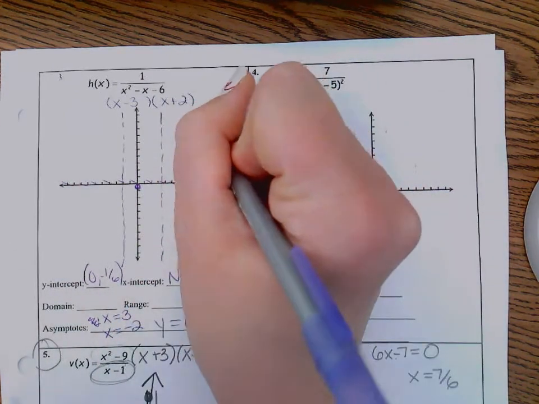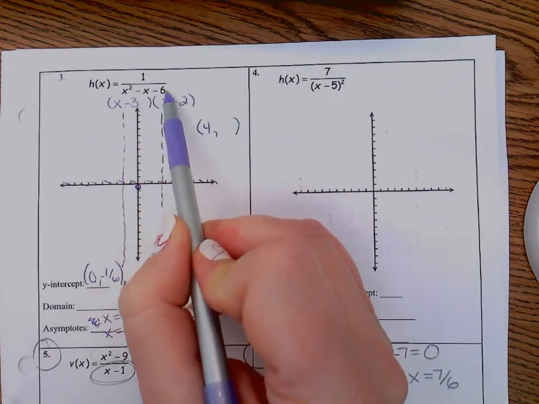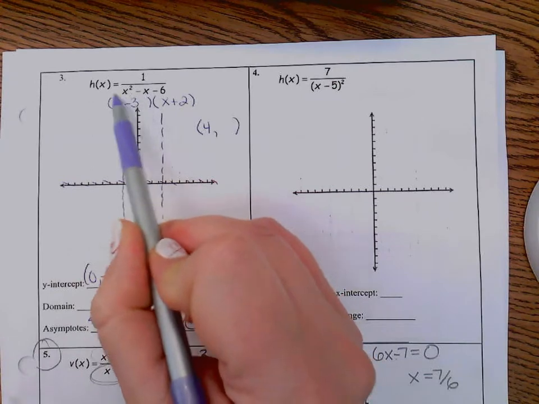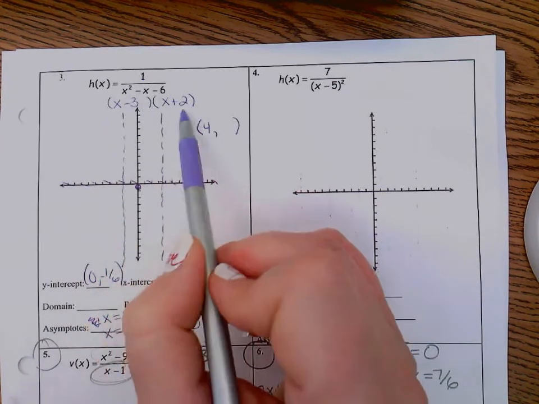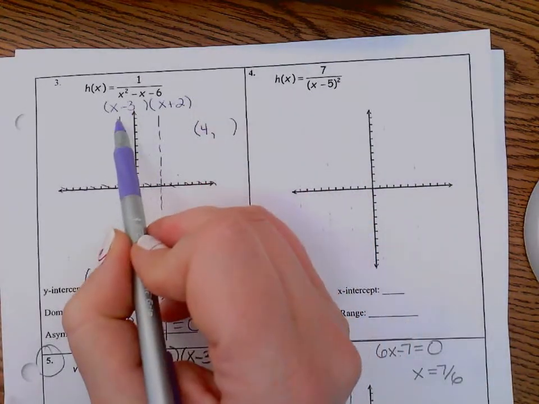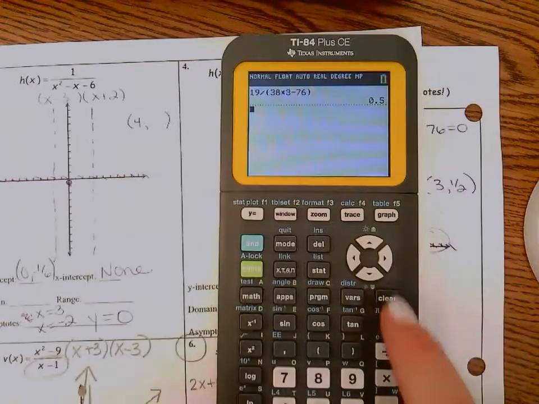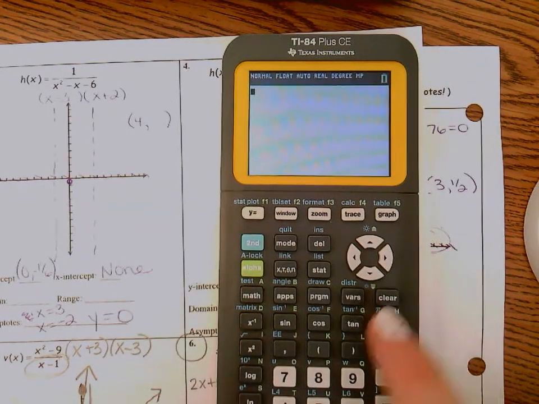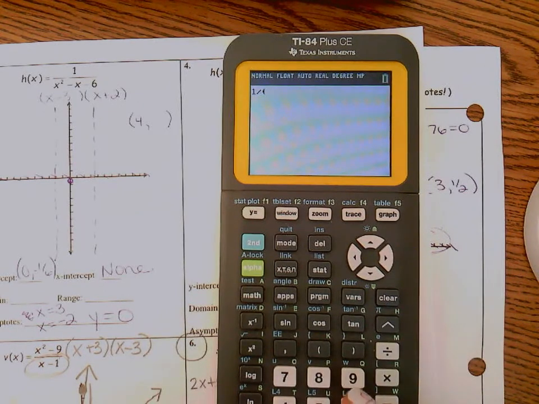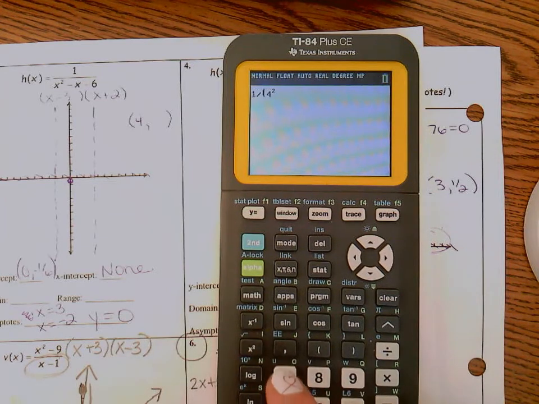So if I plug in the number 4, I get 1 divided by, I would get 1 here, and I would get 6. 1 over 1 times 6, 1/6. I can't do this in my head. It's the end of the day. I'm getting 1 divided by 4 squared minus 4 minus 6.